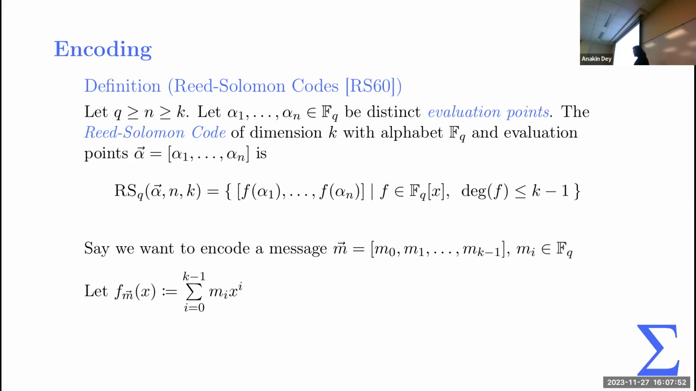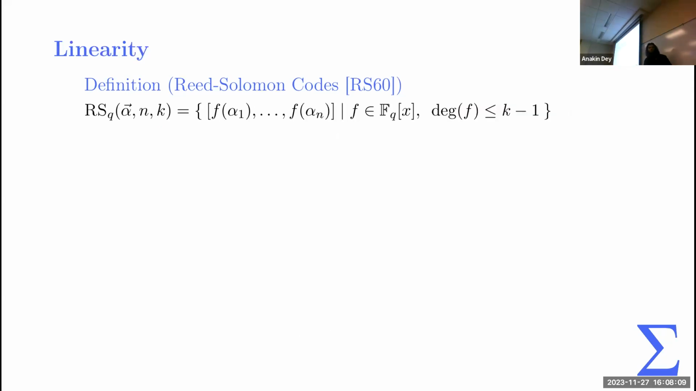And so when we encode it, we take the message, get this polynomial, and evaluate it at all the evaluation points. I'll try to make this a little more concrete in a second.